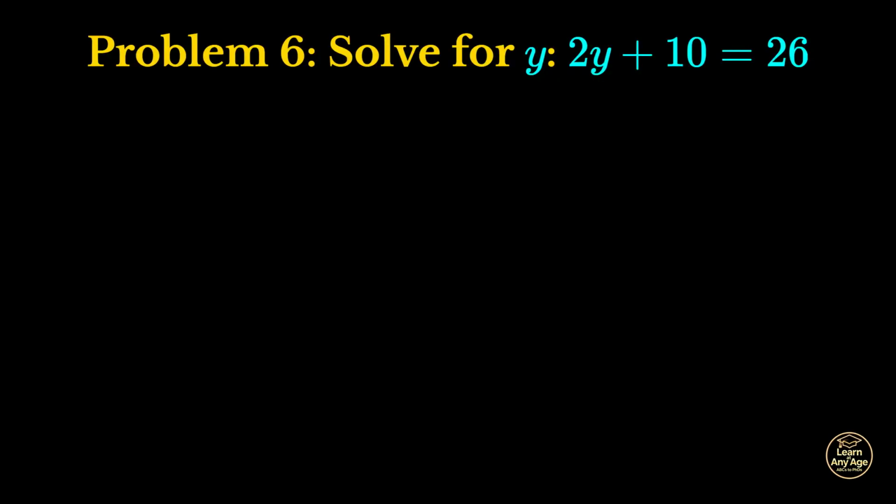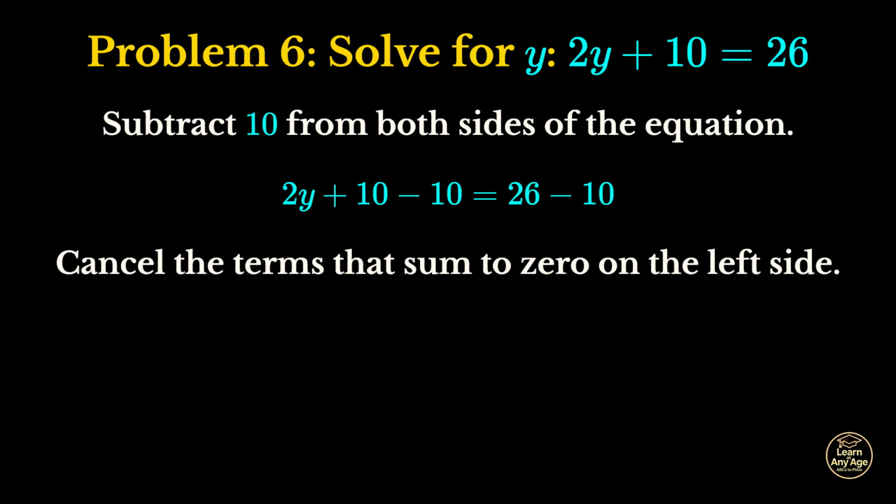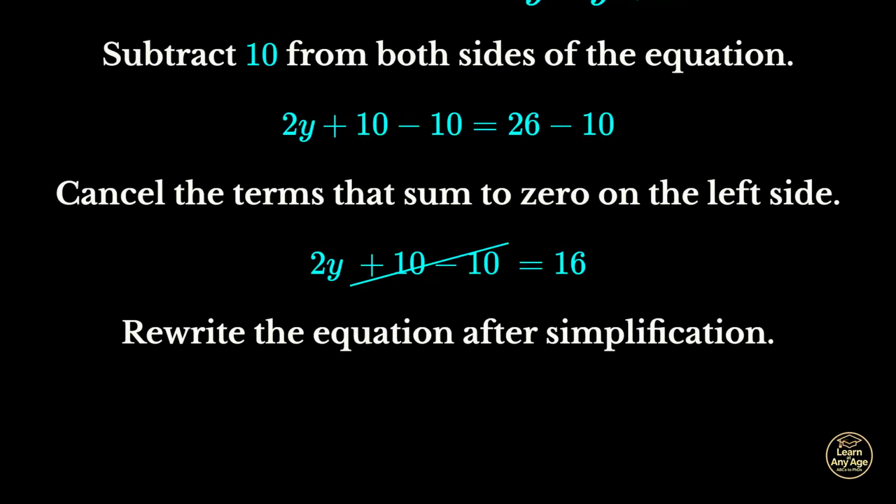Problem 6. Solve for y, 2y plus 10 equals 26. Subtract 10 from both sides of the equation. 2y plus 10 minus 10 equals 26 minus 10. Cancel the terms that sum to 0 on the left side. 2y equals 16. Rewrite the equation after simplification.